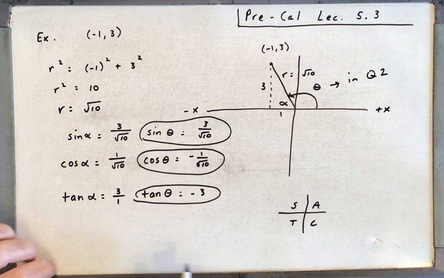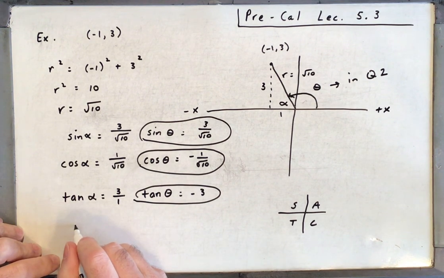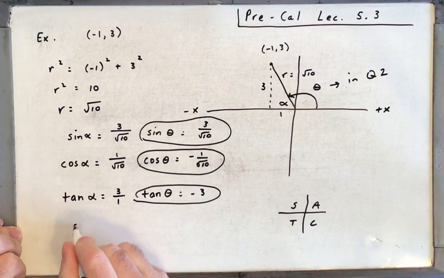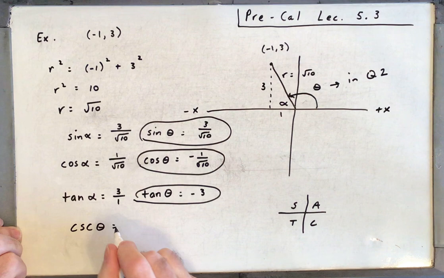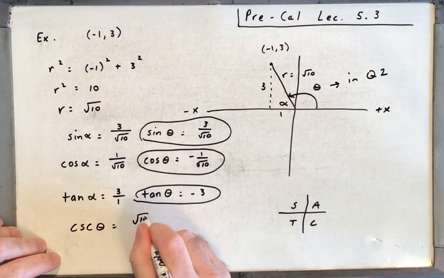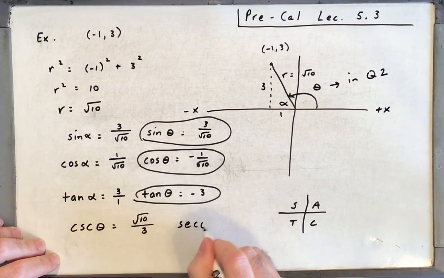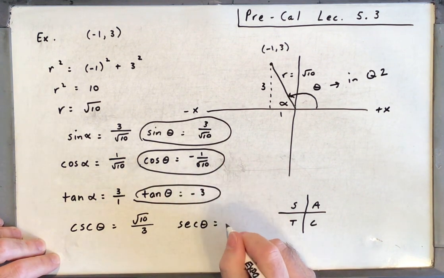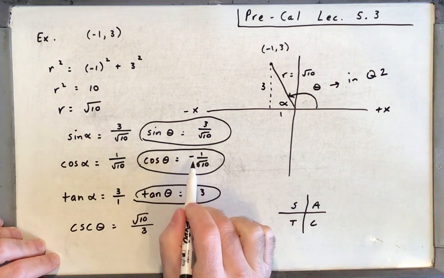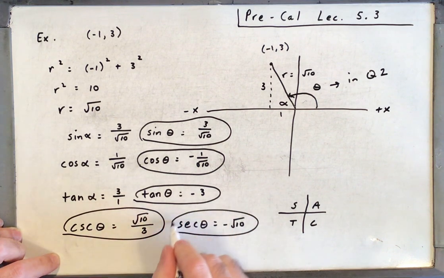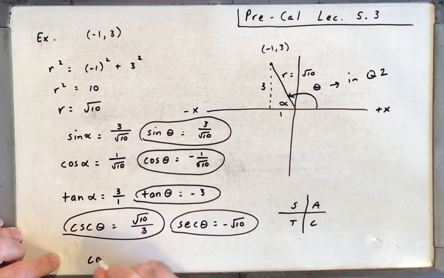Now it's easy to get the reciprocals. The reciprocal of sine is cosecant. We're just going to flip. It's the same sign, root 10 over 3. The reciprocal of cosine is secant. We'll flip that, so -root 10. And then cotangent, we're going to flip tangent. So cotangent theta is going to be -1/3.